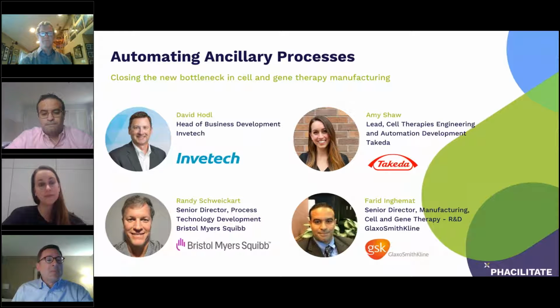So when we think about the entire cell and gene therapy manufacturing process, we think about the core manufacturing process, but also think about processes that are sort of outside that core. I'd like to get a definition of what you all think ancillary systems encompass. And Randy, let's start with you on that.